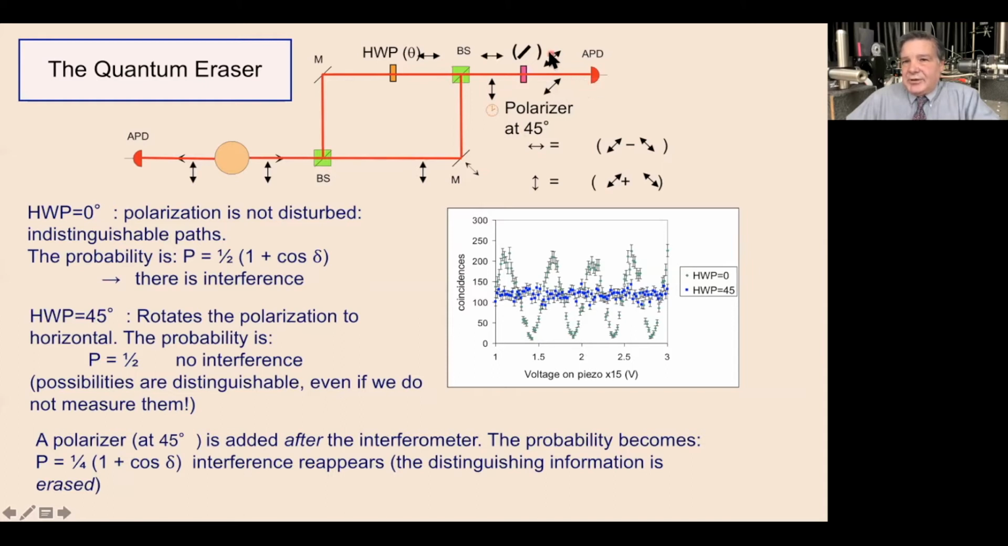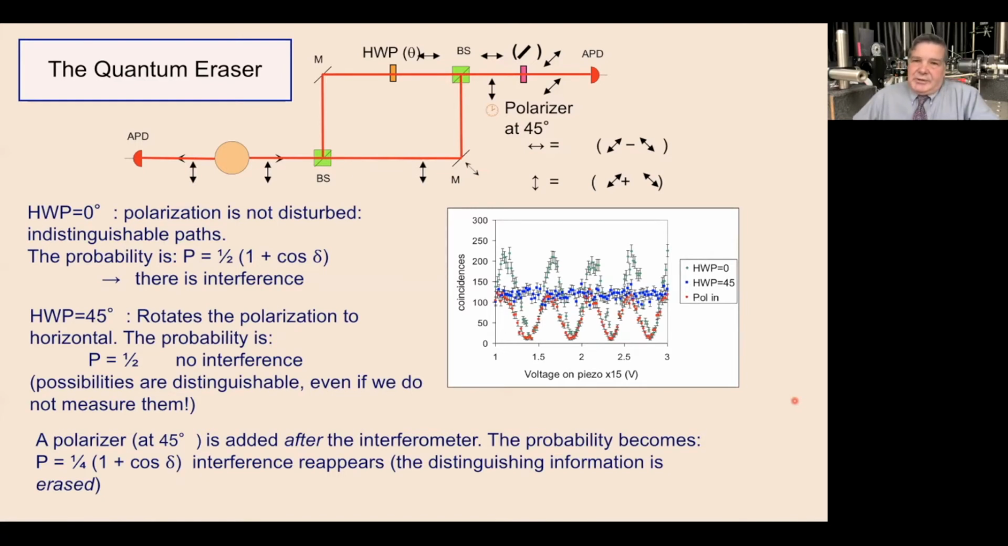So then, coming to this detector, the paths are no longer labeled. So we say that the information has been erased, or the path information has been erased. And so probability should reappear. And then here's a calculated probability. And then we do the experiment and we see that.